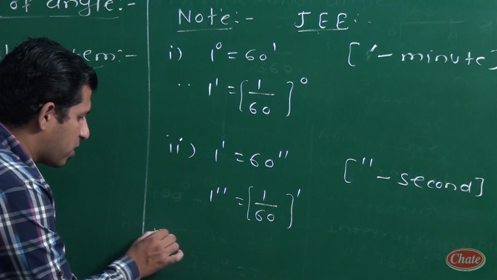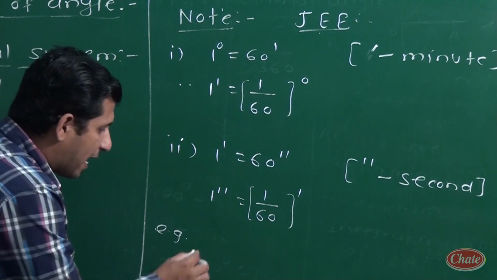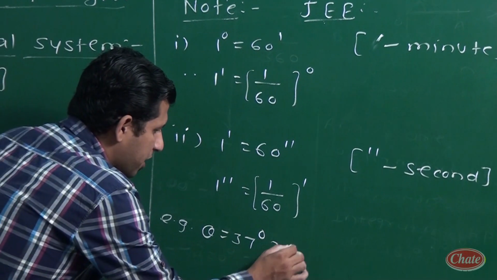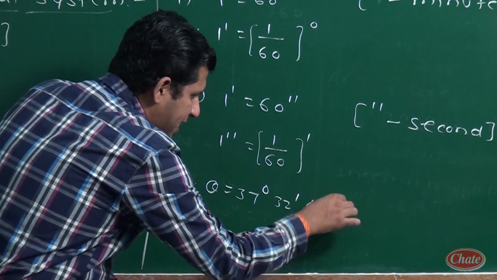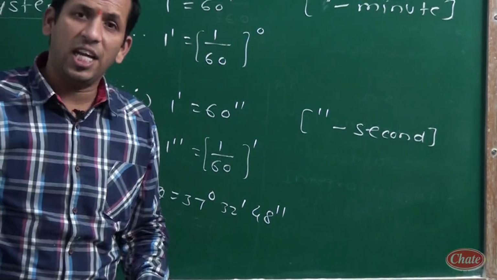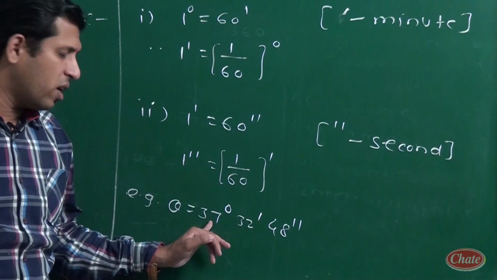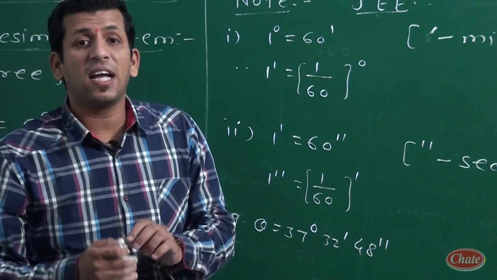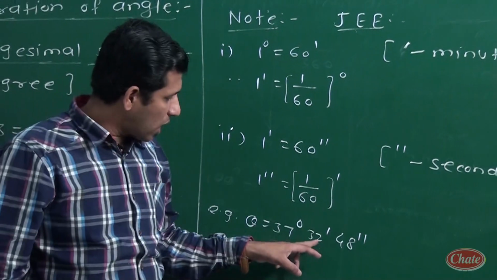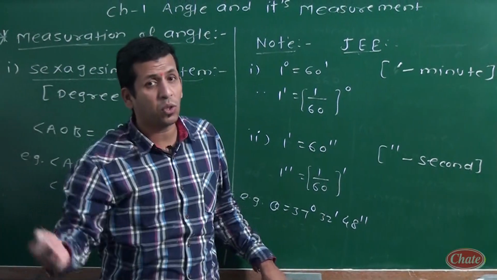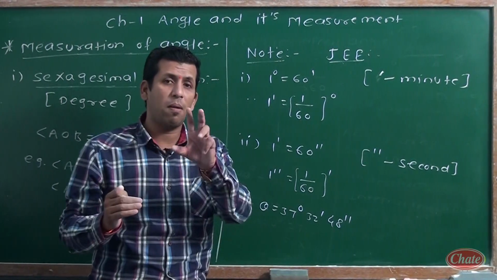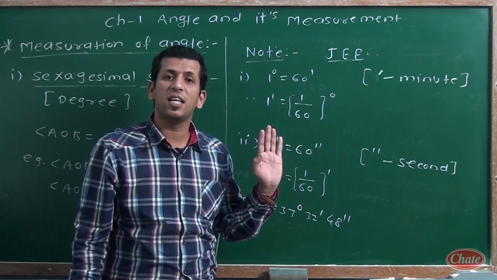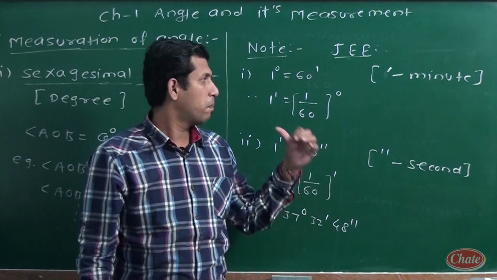For example, dear student, we can say angle is equal to 37 degree, 32 minute, 48 second. Till 10 standard, you have learned only till degree. Next, if suppose the angle is in decimal form, how to convert it into minute and degree, that we are going to see. But right now, remember one thing, angles are measured in minute and degree also. Okay, please go through this.